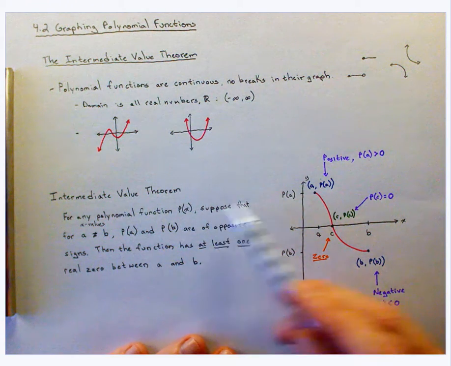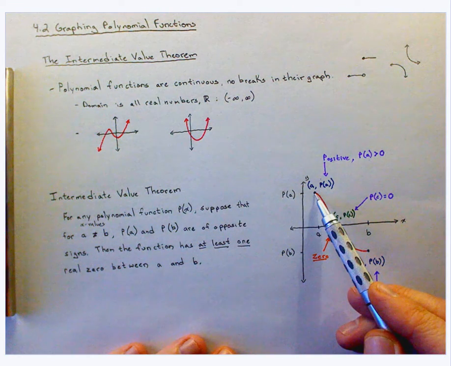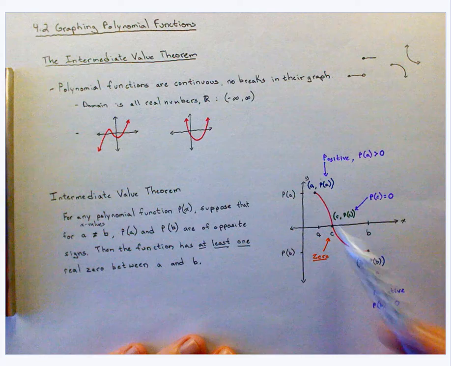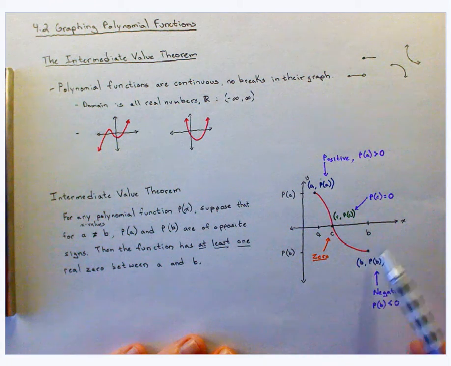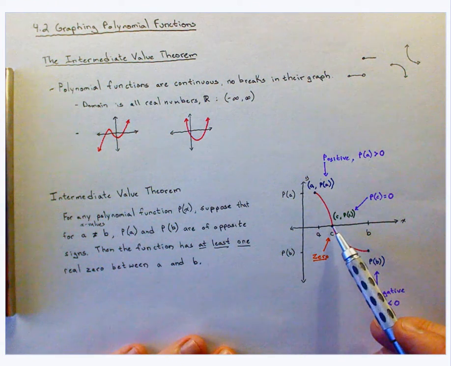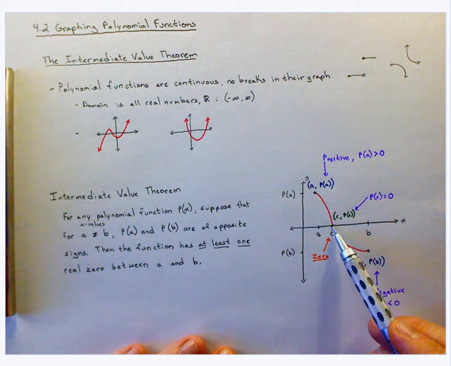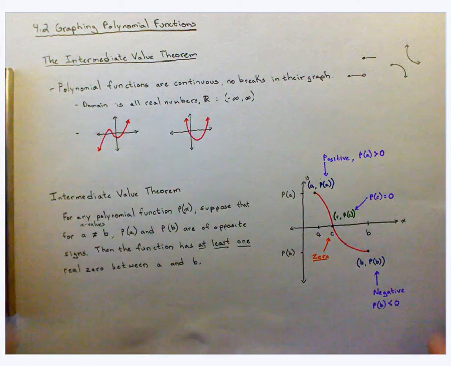If we're going along and we're graphing, and I get to here, and this value of x has a positive answer, and then later I get to here, and this value of x has a negative answer, somewhere between those, because it is continuous with no breaks, it has to cross the x-axis. An intersection of the x-axis, we call it an x-intercept, but we also know it as the zeros of the function, the roots, and that is the intermediate value theorem.